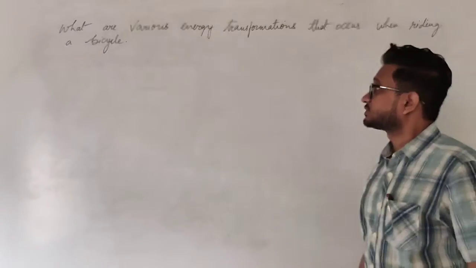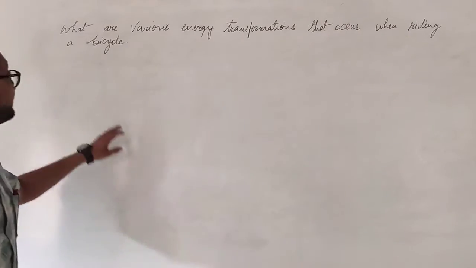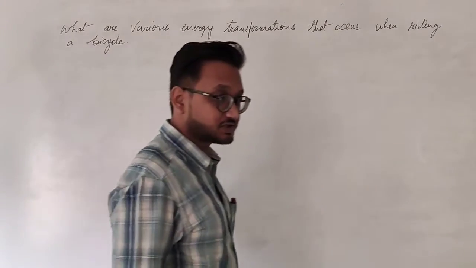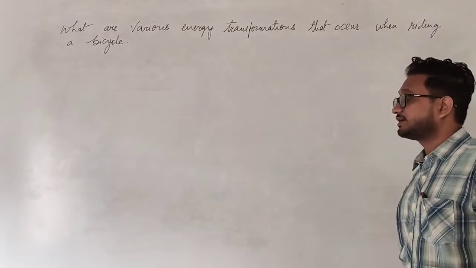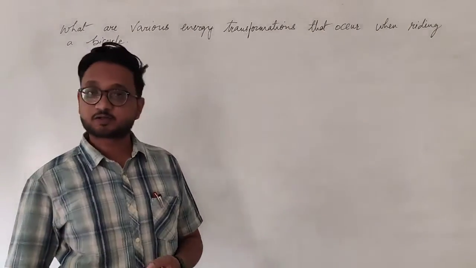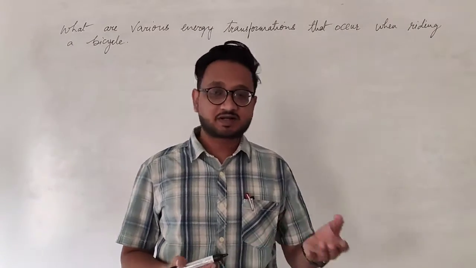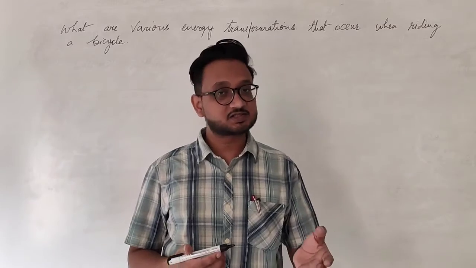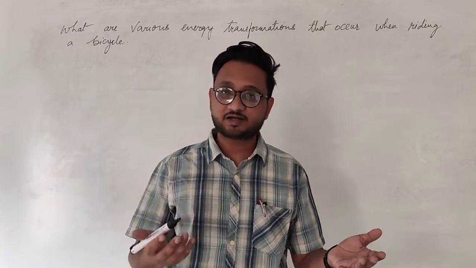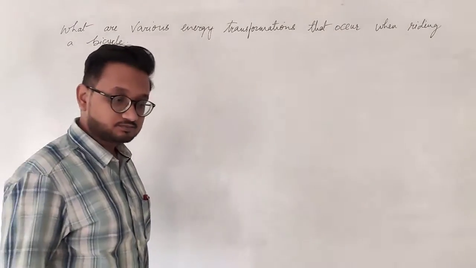Okay, students. So another simple numerical, not a numerical, a theoretical question. What are the various energy transformations that take place while riding a bicycle? So we just saw a similar question that when a battery is connected to a bulb, the chemical energy stored inside the battery is converted into electrical energy, and electrical energy is converted into light energy and heat energy. Okay. So similar question over here.